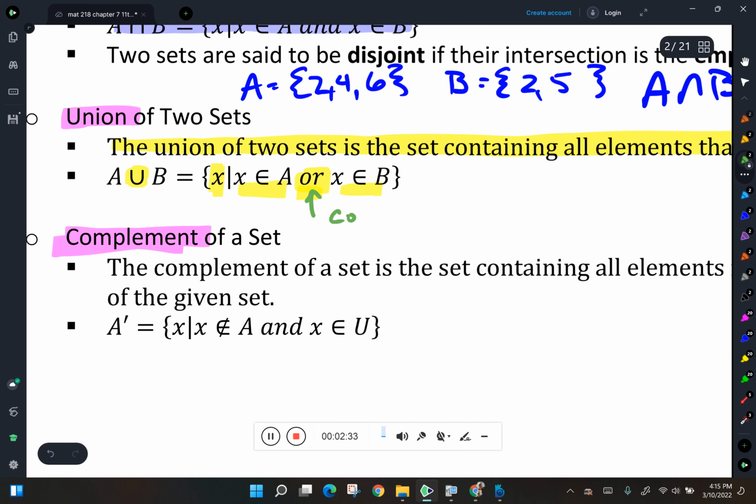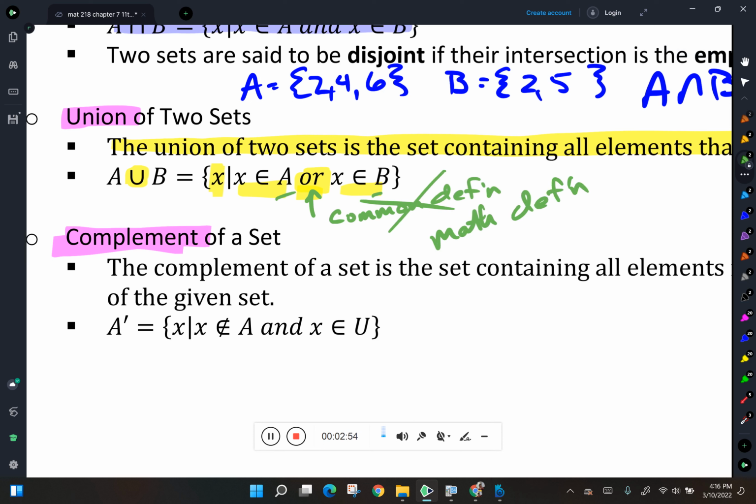The common definition is the exclusive or. It means you could have A, you could have B, but you cannot have both. That is not the definition that we use. We use the math definition. The math definition of or means you are in A or you are in B or you are in both, that you have both of those, right?